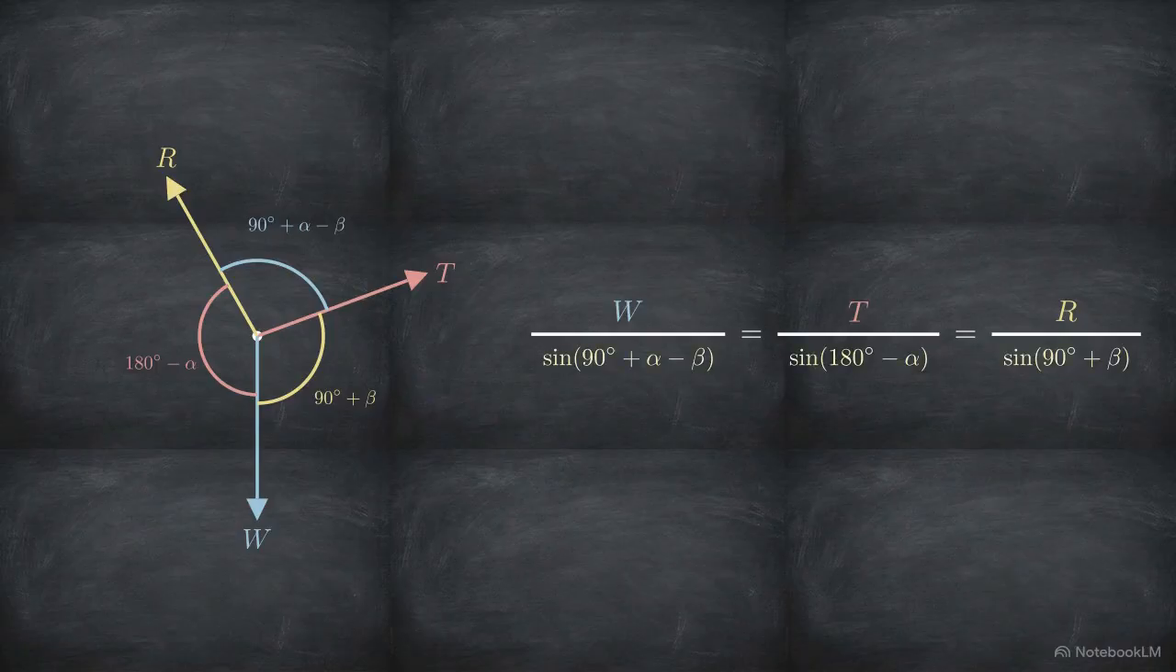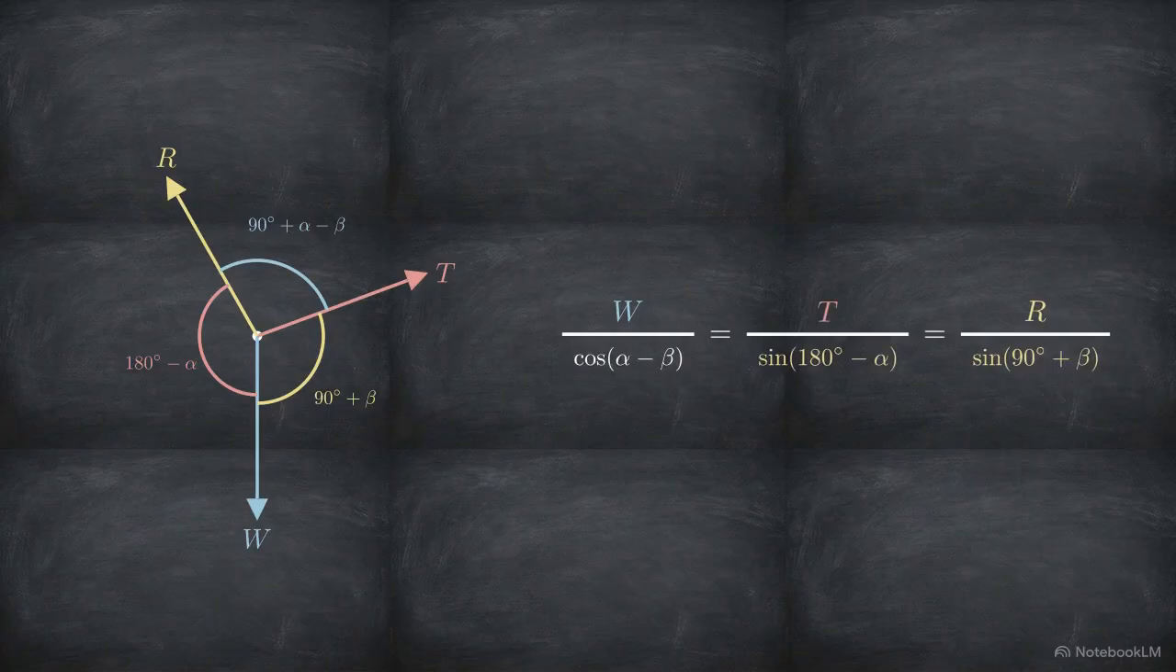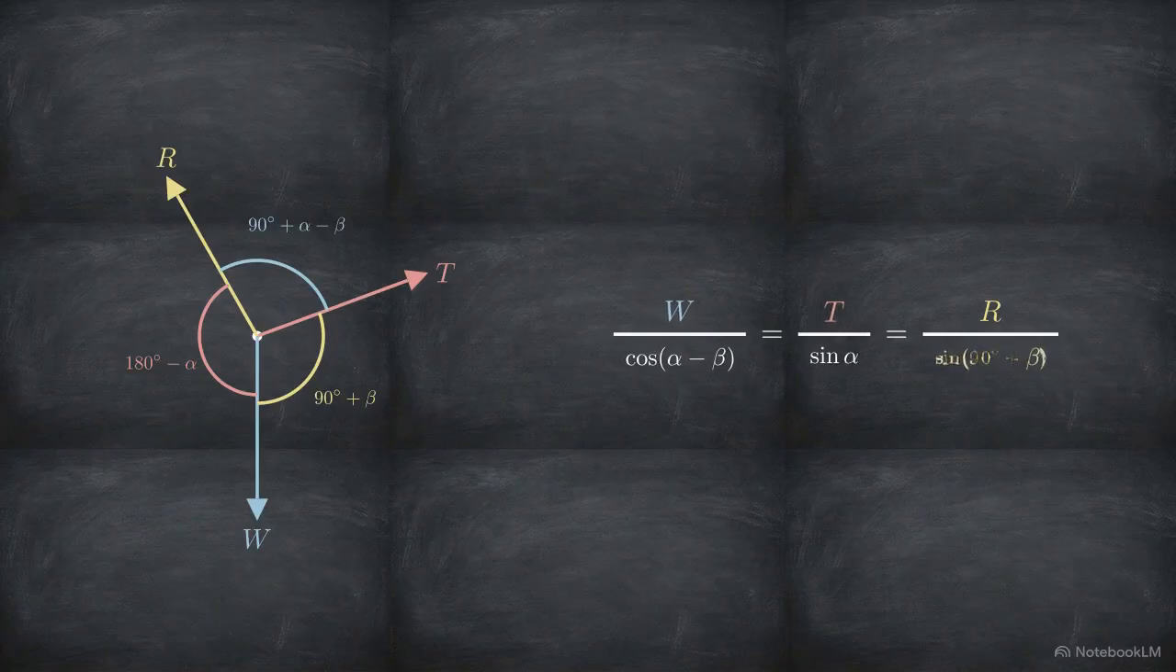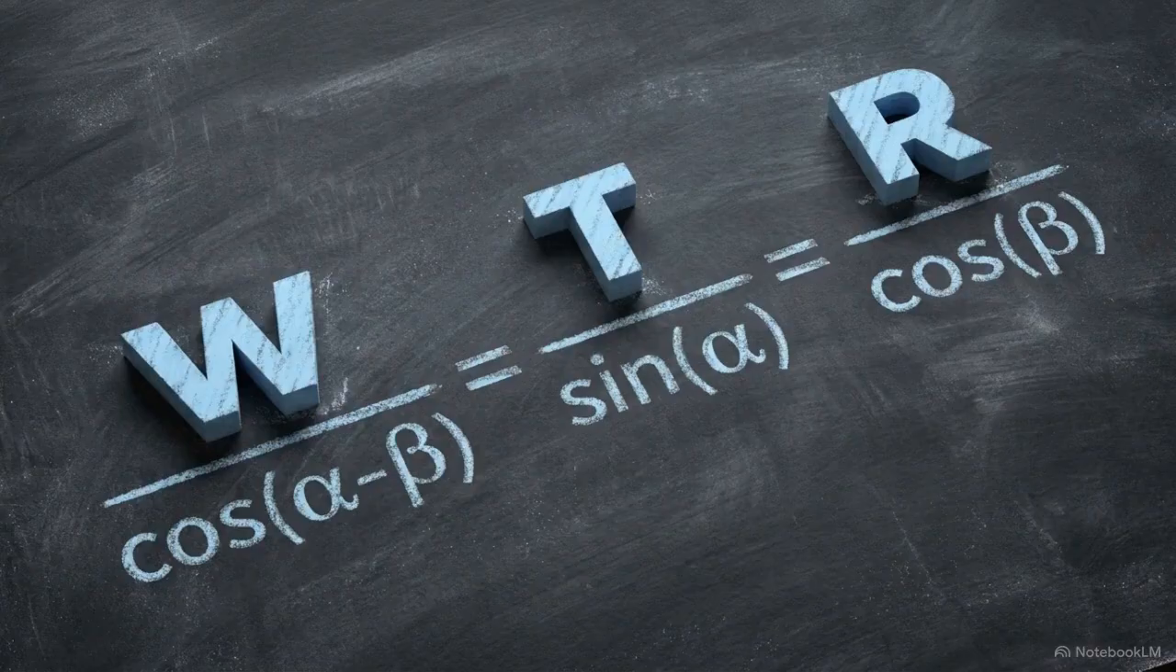These complex denominators can be simplified using trigonometric identities. Sine of 90 plus alpha minus beta becomes cosine of alpha minus beta. Sine of 180 minus alpha becomes sine of alpha, and sine of 90 plus beta becomes cosine of beta. This simplified equation connects our known weight directly to the two unknown values we must find.